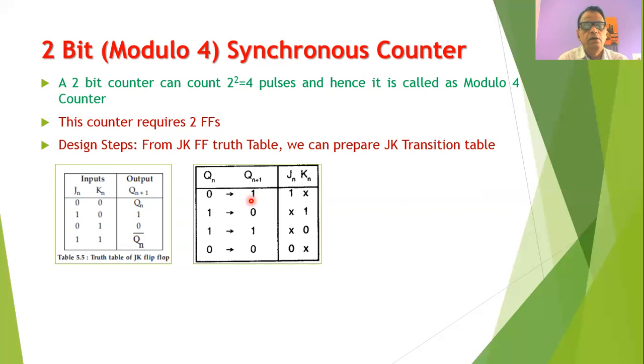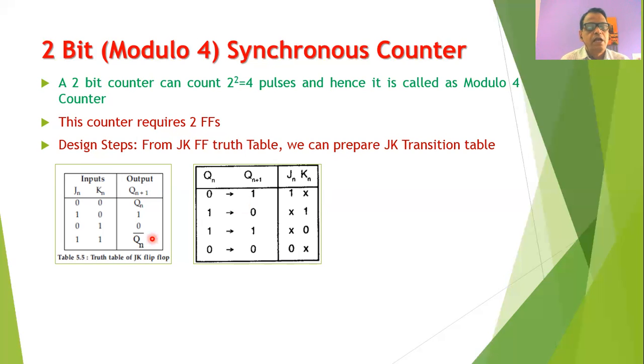Then from this table, we can easily observe that whenever we want the output to be 1, then either j and k must be equal to 1, 0, or if the initial state is already 1 and if it has to remain, if it has to get changed from 0 to 1, and therefore from the truth table one can easily observe that j and k can also be 1, 1. So these are the two possible applications in order to achieve this transition from 0 to 1.